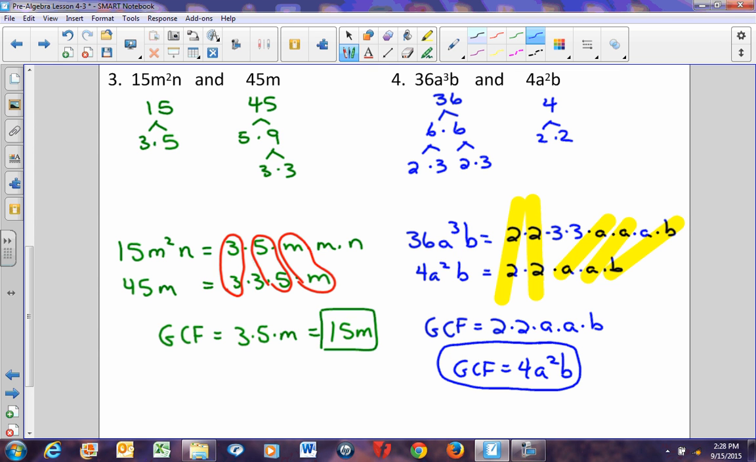So you did greatest common factor last year, you probably just didn't have variables with it. So the only thing you have to really pay attention to is now you might have variables in your greatest common factor problems, and that's okay. And we're going to learn later how we could use these to do even more things.